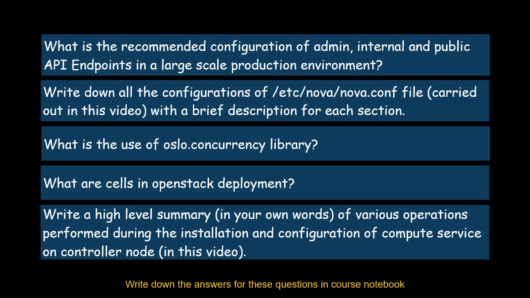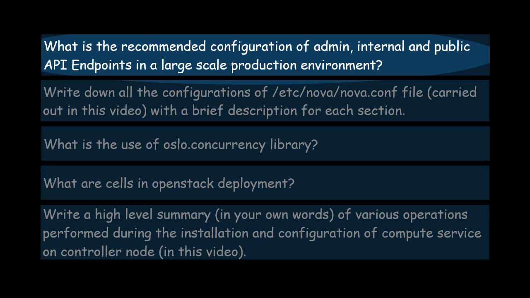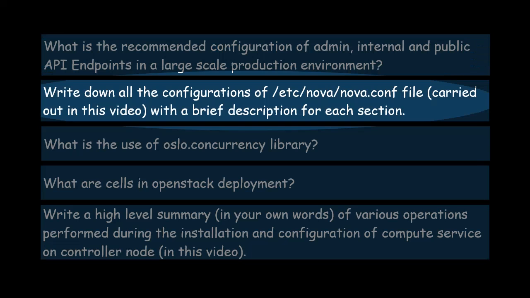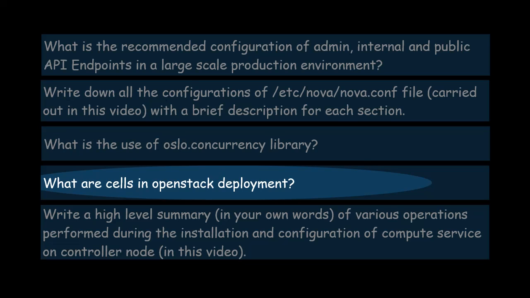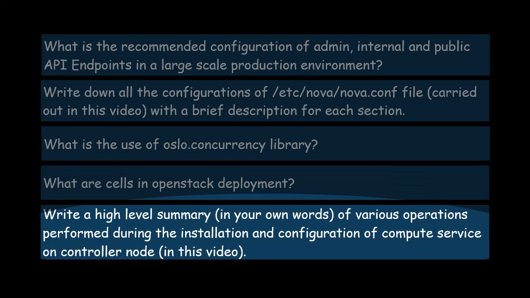Write down the answers for these questions in course notebook. What is the recommended configuration of admin, internal and public API endpoints in a large-scale production environment? Write down all the configurations of /etc/nova/nova.conf file, carried out in this video, with a brief description for each section. What is the use of Oslo concurrency library? What are cells in OpenStack deployment? Write a high-level summary of various operations performed during the installation and configuration of compute service on controller node.